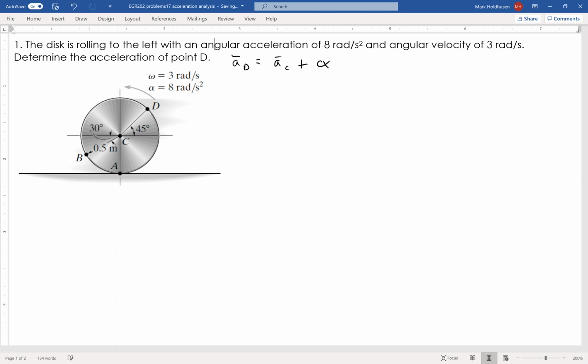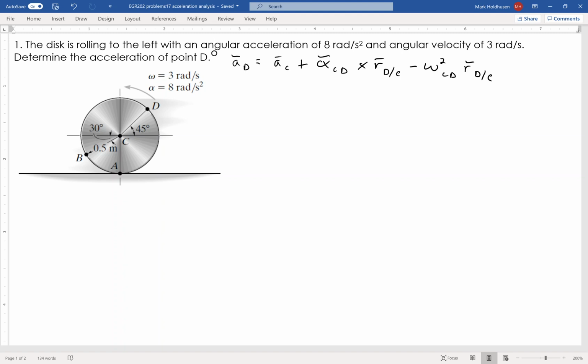So that is alpha CD crossed with R of D with respect to C, minus omega squared CD times R of D with respect to C. Now the main thing to recognize here is that I do need to know that angular velocity. So with a lot of these problems, we first need to find the angular velocity. Now, we have it given to us here, so we don't need to solve for it. But same approach, we're going to go step by step through these things.